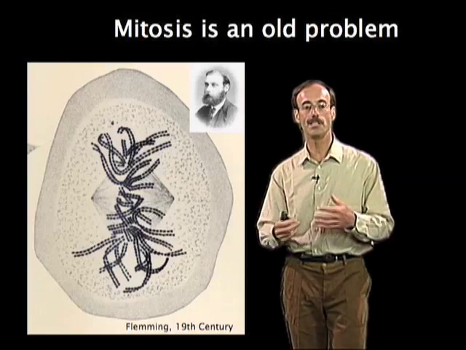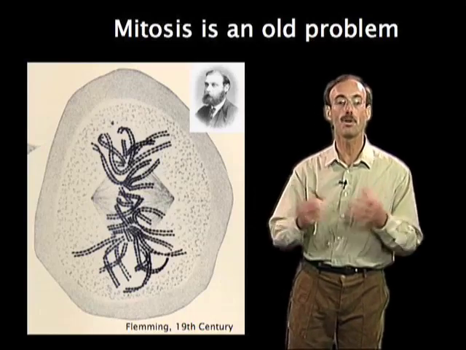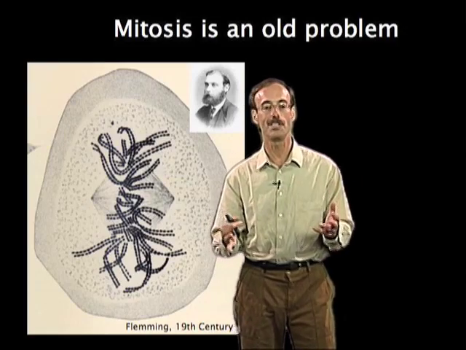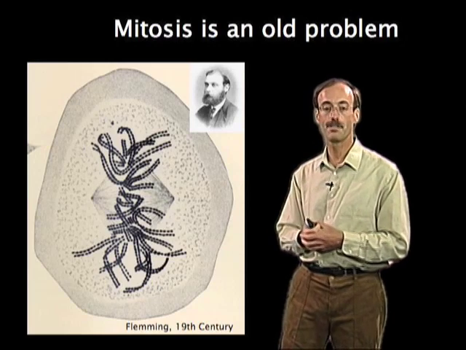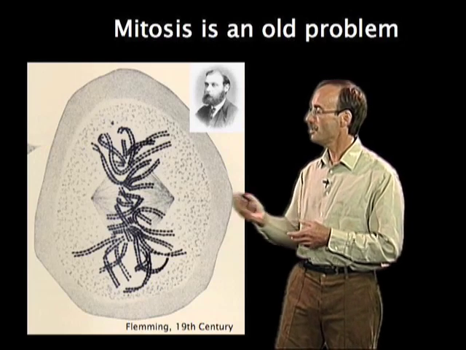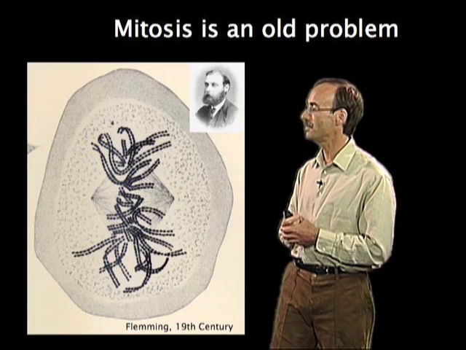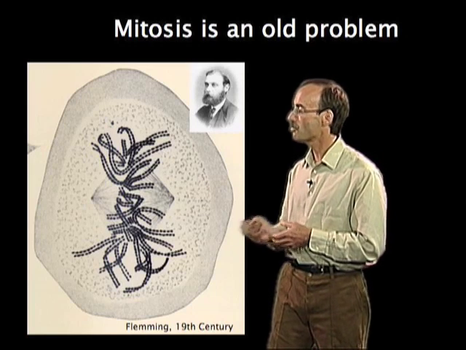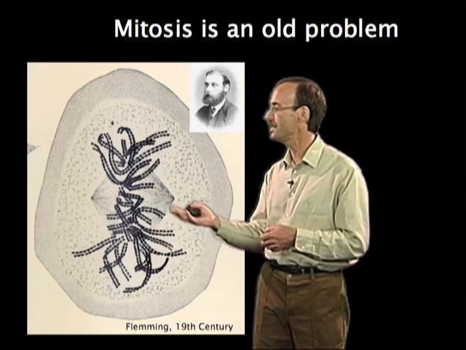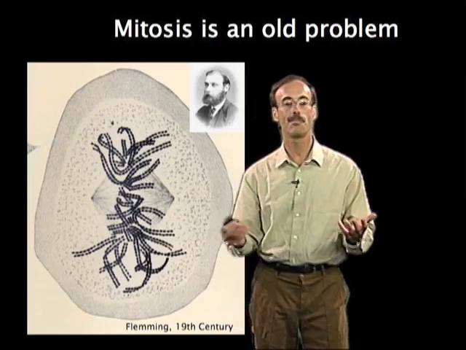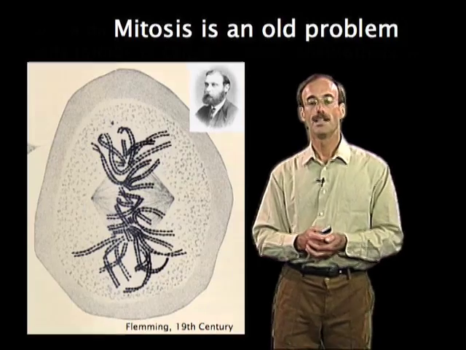Now, mitosis is a wonderful problem. It's one of the oldest problems in cell biology, and in fact dates back to biologists from the 19th century. So here is actually an image by Fleming from the 19th century, remarkably accurate depiction of the mitotic spindle, showing the chromosomes and even these fibers, which we now know are microtubules.